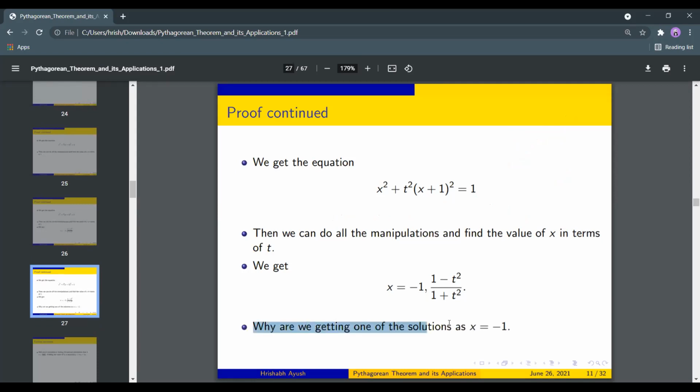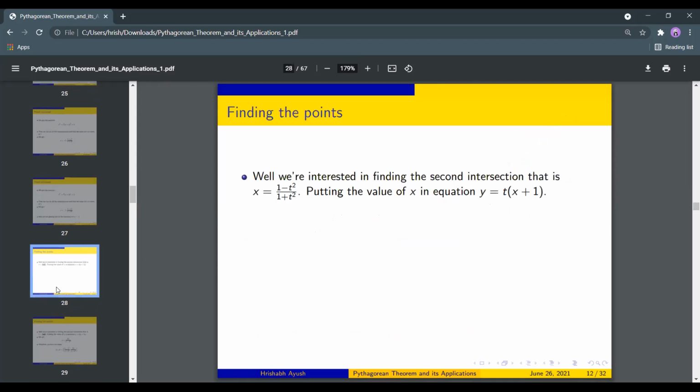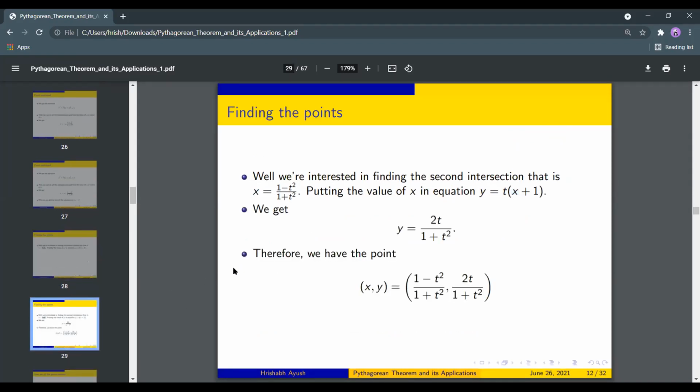So why are we getting one of the solutions as x equals -1? We discussed it. Okay, let's move to the next point. We are interested in finding the second intersection, that is x equals (1 minus t square) upon (1 plus t square). And we can put this value into y equals t times (x plus 1). So we put the value of x from here and we can find the value of y. So we get y equals 2t upon 1 plus t square. This is just manipulation. You could do it.